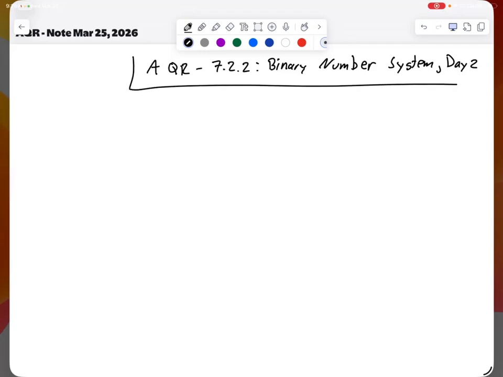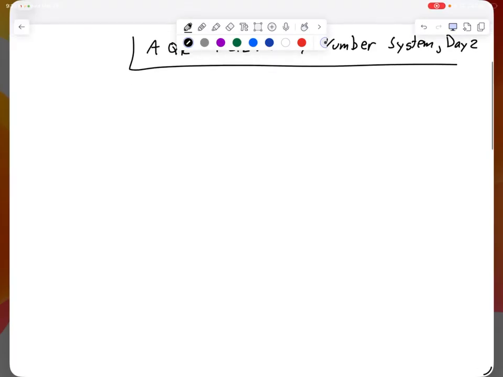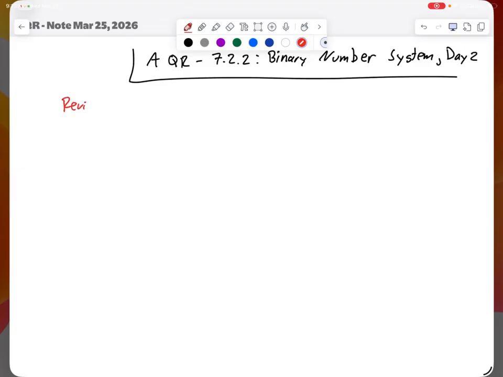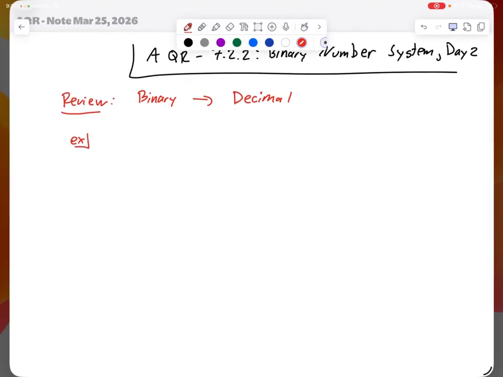All right, so binary number system, day 2. Today's focus, so yesterday, in terms of review, we turned binary into decimal. For an example of what we did in our do now, we wanted to convert 1011011011, this is a big example, that's binary, into its decimal form.